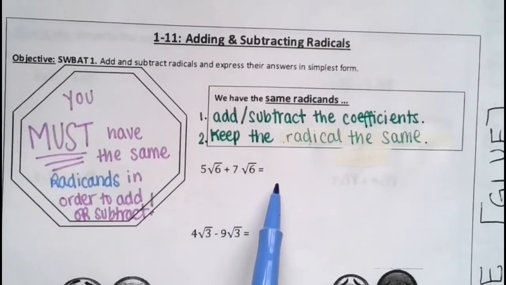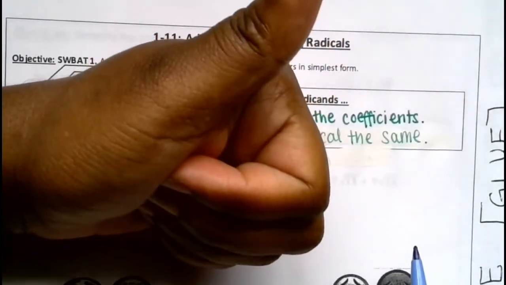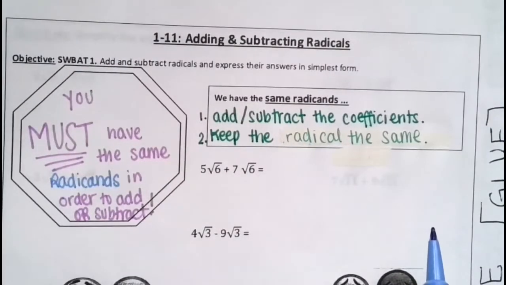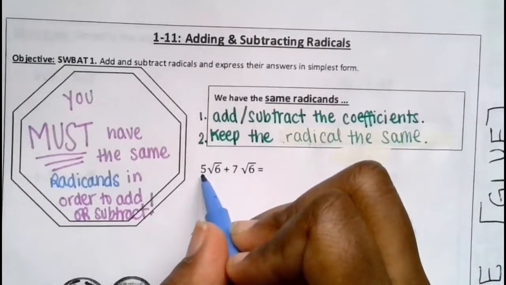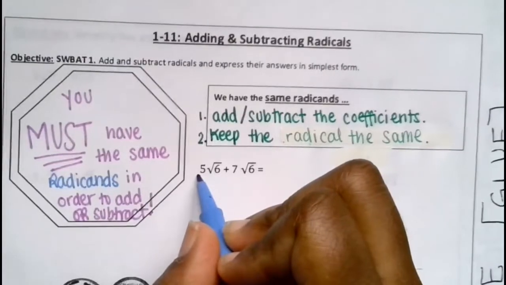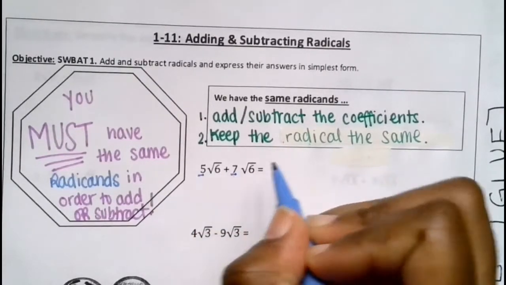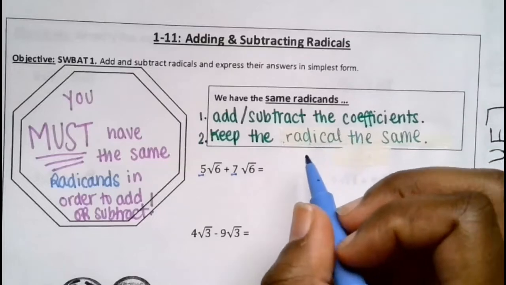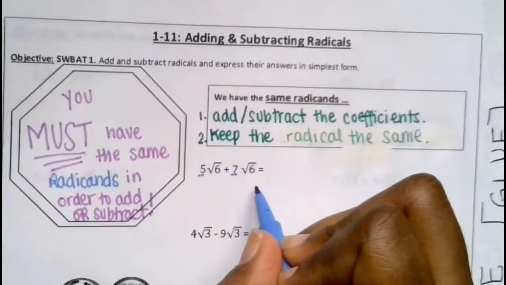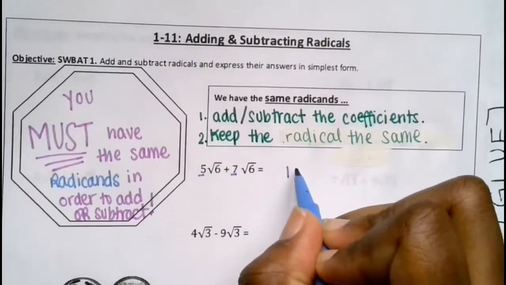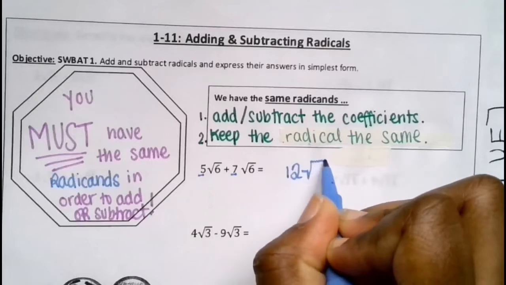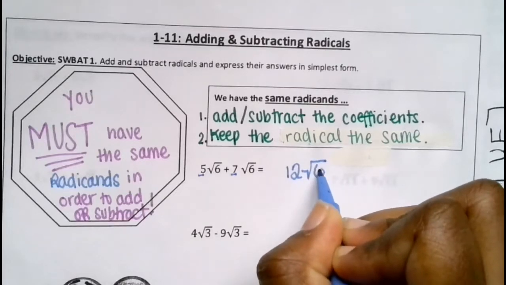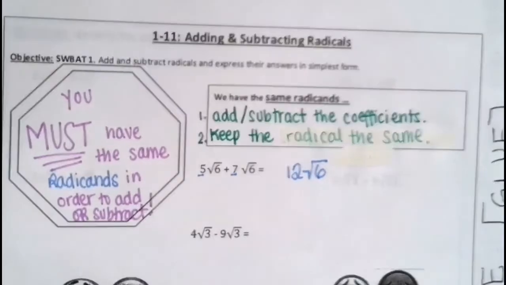I see I have 5 radical 6 plus 7 radical 6. I notice that the radicands are the same, so that's why I'm giving it a thumbs up. Now that I've established that, I can add my coefficients because I see the operation of addition. My first coefficient is 5 and my second coefficient is 7. 5 plus 7 will give me a sum of 12. And then step 2 says to keep the radical the same, so my final answer will be 12 root 6.